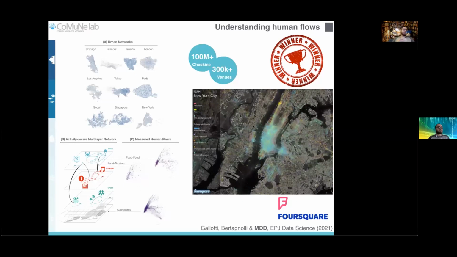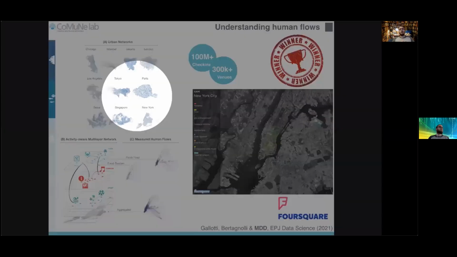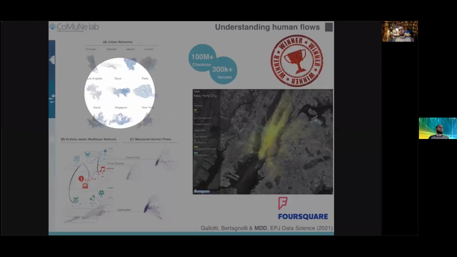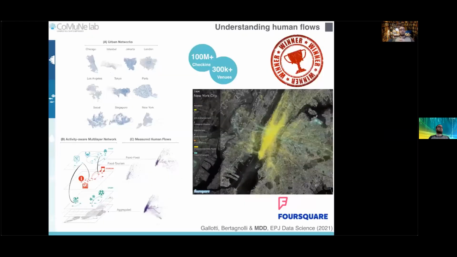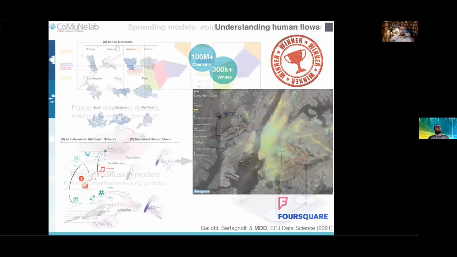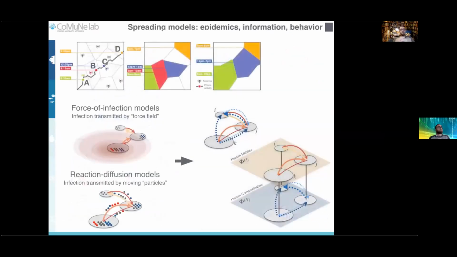And we have analyzed hundreds of millions of data points for 10 megacities around the world, obtaining some more information about the internal organization of those urban systems, and in particular unraveling the existence of cities within the cities. So a kind of hierarchical organization of human flows.